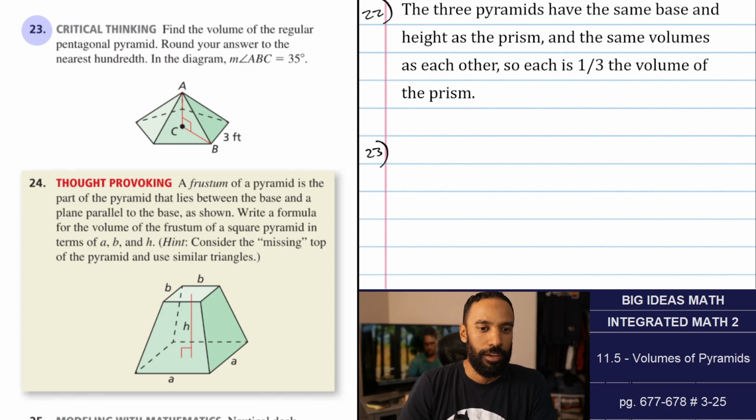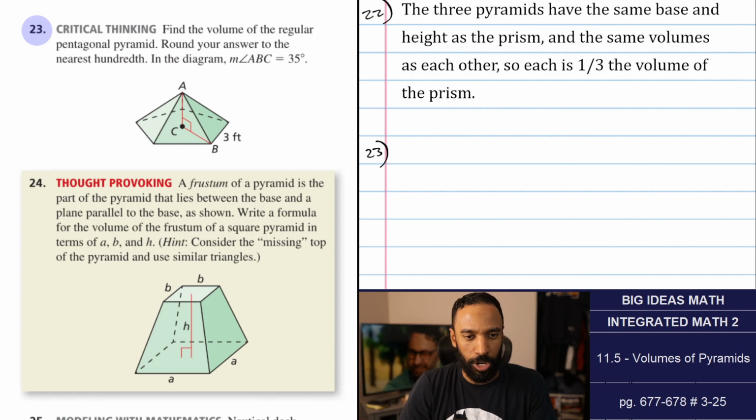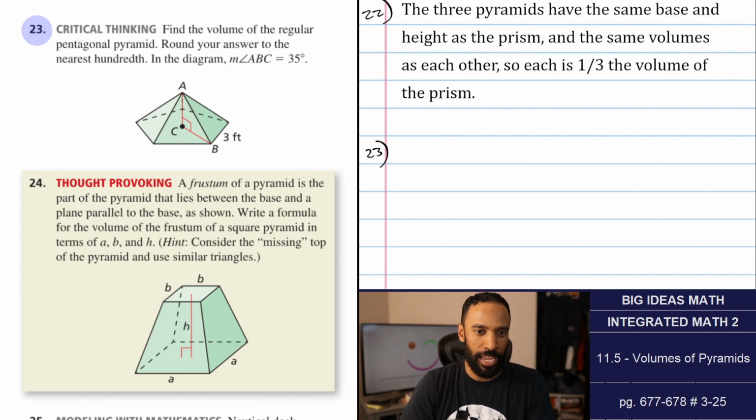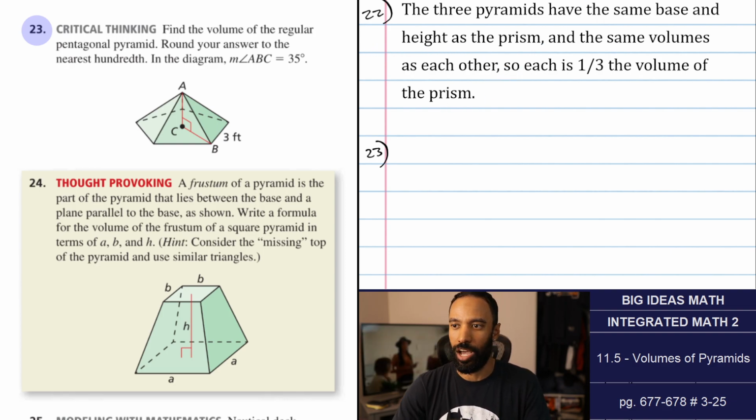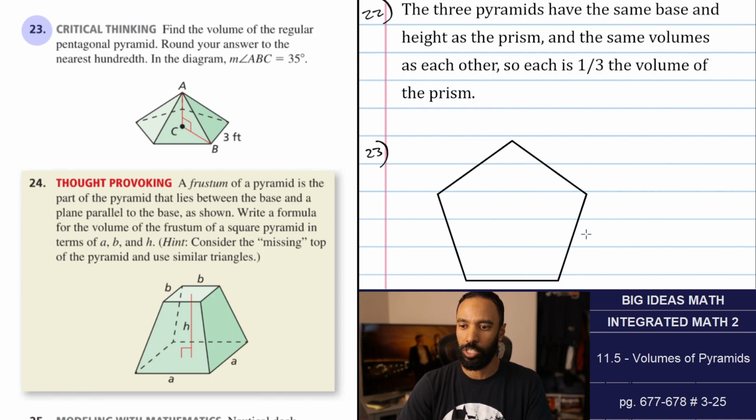Number 23. Find the volume of the regular pentagonal pyramid. Round your answer to the nearest hundredth. In the diagram, the measure of angle ABC is 35 degrees. Oh, because we have to find the height as well. So let's start with the pentagon base, shall we? 1/3 area of base times height, one thing at a time. Let's work this thing out.